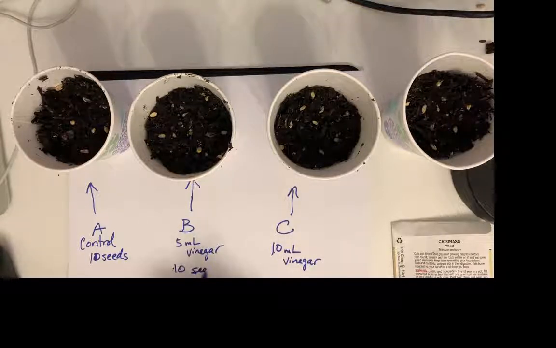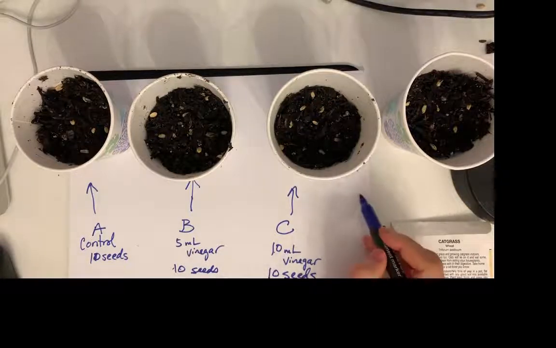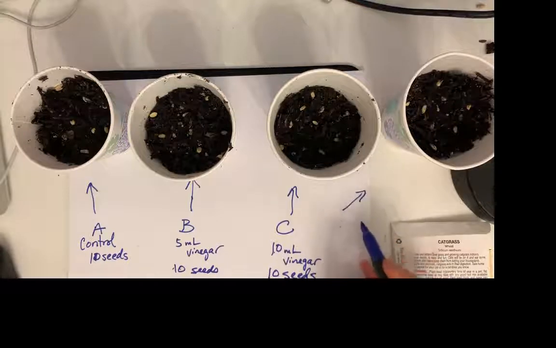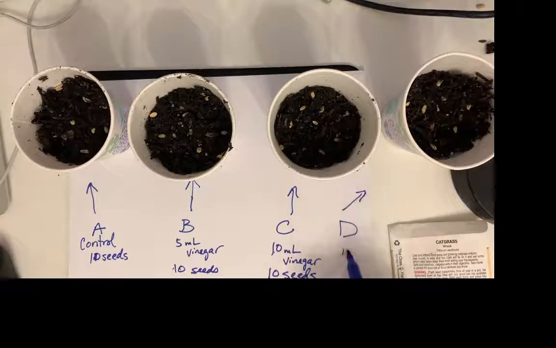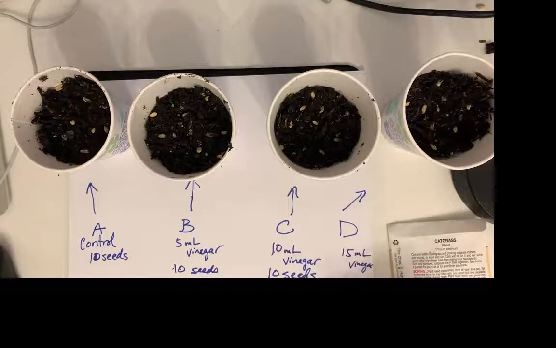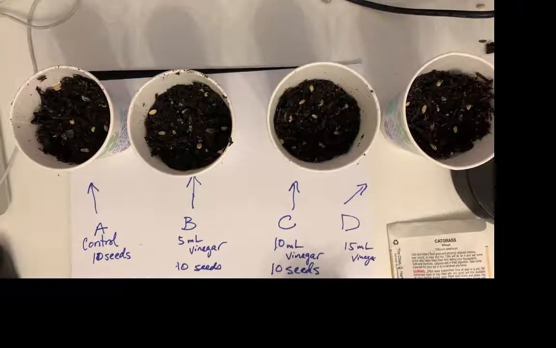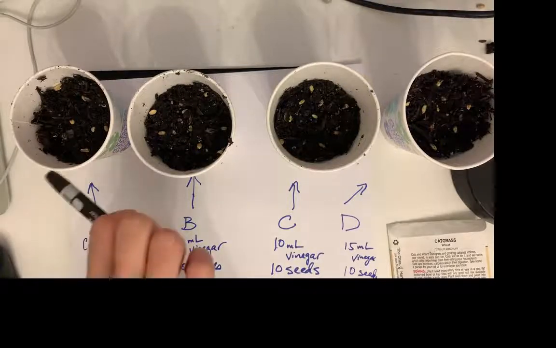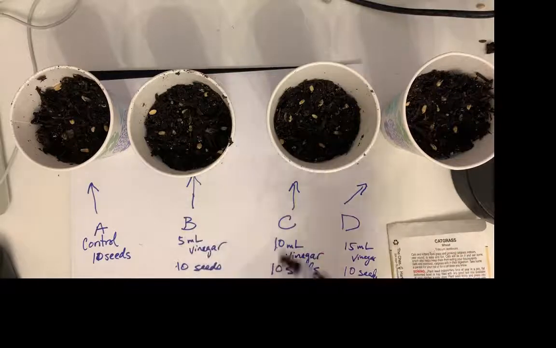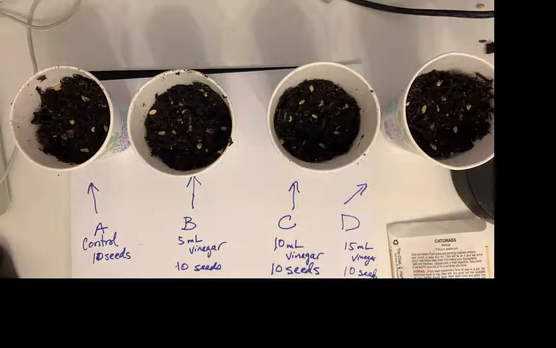It's also going to have 10 seeds, same amount of soil, same amount of water. My paper ran out, so this one is going to be D, and this is going to be 15 mLs of vinegar. Vinegar is representing acid, and this is also going to have 10 seeds. It would be nice if you want, you could even do 2 cups that are your controls, 2 cups for your B, 2 for your C, but I just wanted to make it simple in this video for you to be able to see clearly.